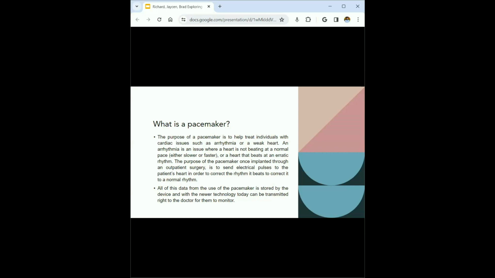The purpose of a pacemaker that's been implanted through an outpatient surgery is that we induce the device in the body, and from there we can send electrical pulses to the patient's heart in order to correct the rhythm. By using these electrical pulses from outside, we are inducing information so that they make the heart properly pump the blood and work in a rhythmic order.